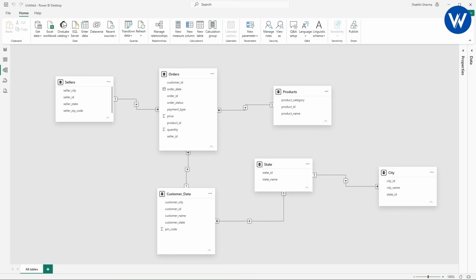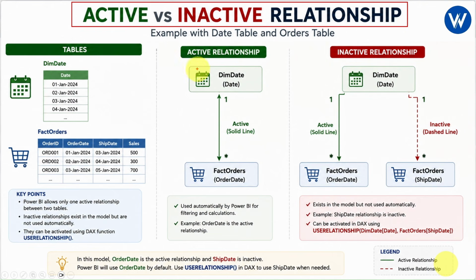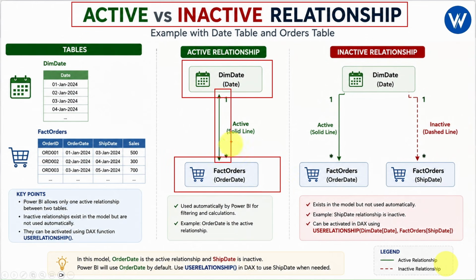Now let us see the last and final topic of this video, which is active versus inactive relationship. Alright, now look here guys, this is the active relationship, this is a dimension table, and this is a fact table, where you can see this is the line which is one to many. This solid line represents an active relationship.